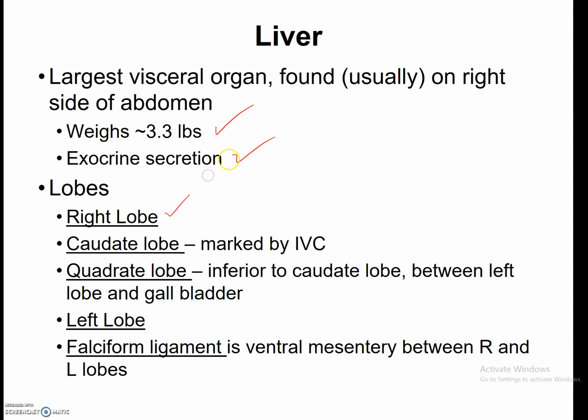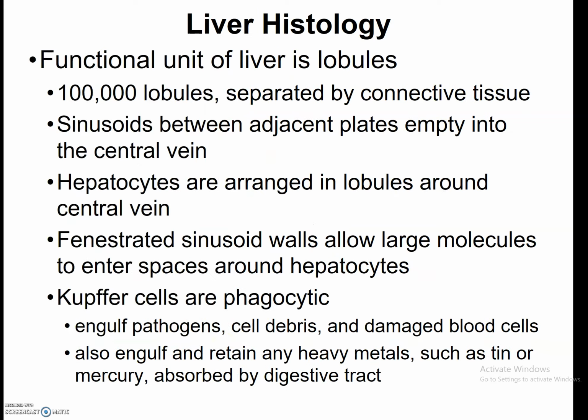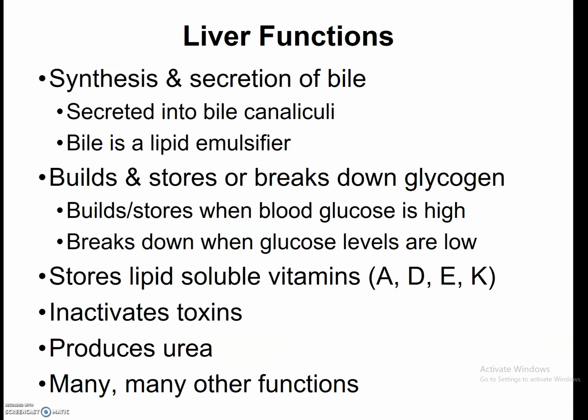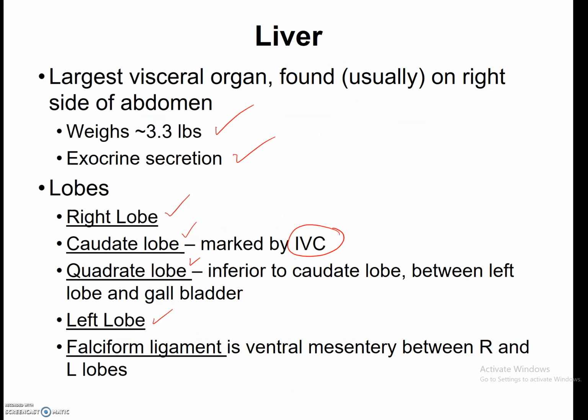There's a right lobe, the caudate lobe, which is marked by the IVC. I'll show you that in a minute. The quadrate lobe, the left lobe, and then you have the falciform ligament holding things in place. Let's go look at the lobes here in a second. Oh, I guess I don't have a picture of them.